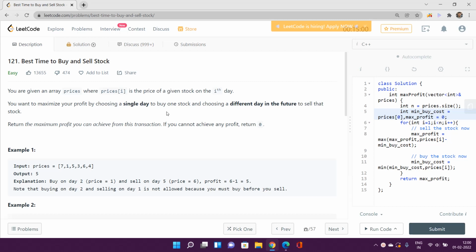Suppose you have sold the stock on the same day, then your profit is zero, because the price of the stock didn't change. If you have bought the stock for amount X and you're selling the same stock at X, then the profit would be zero. So you are going to maximize your profit by choosing a single day to buy one stock and choosing a different day in the future to sell that stock. We need to return the maximum profit you can achieve from this transaction. If you cannot achieve any profit, return zero. That is, your maximum profit would be zero.